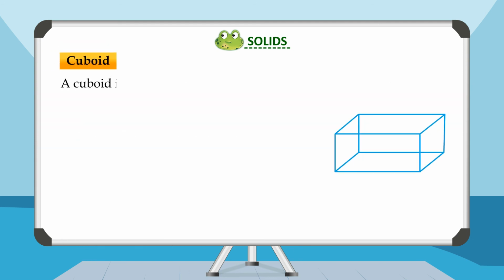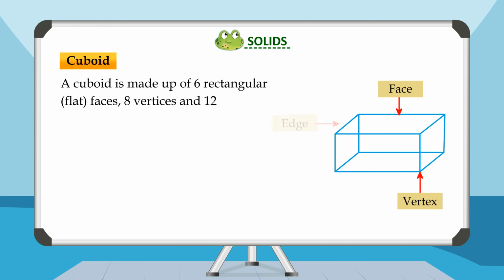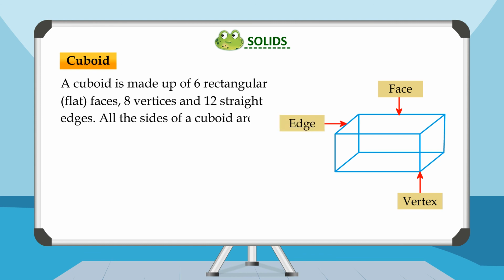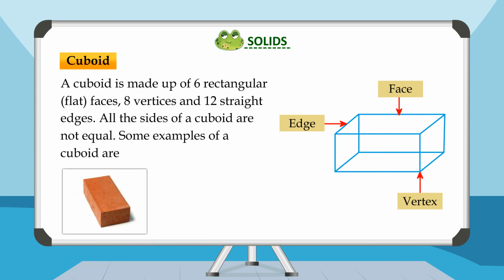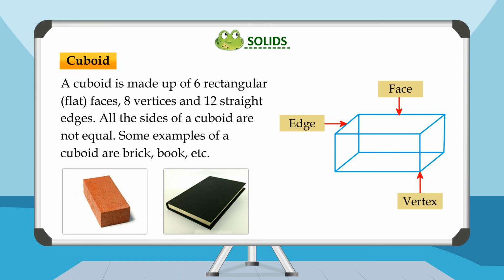Cuboid. A cuboid is made up of 6 rectangular flat faces, 8 vertices, and 12 straight edges. All the sides of a cuboid are not equal. Some examples of a cuboid are brick, book, etc.